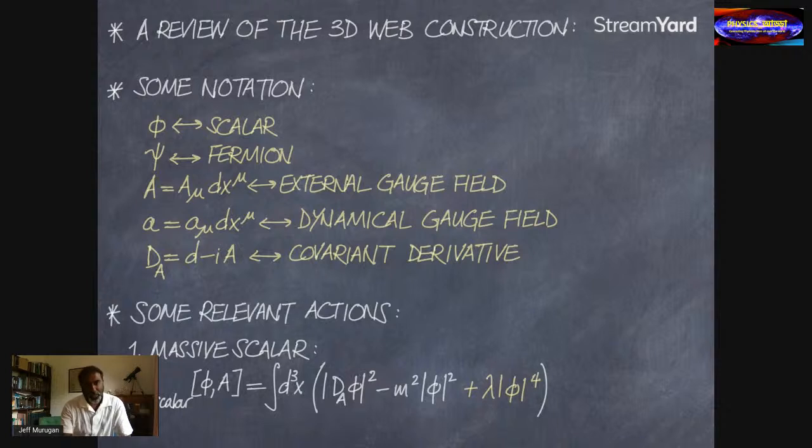So let's start off by establishing some notation. My notation for a scalar is going to be phi. Fermions will be psi or some variant thereof. An external gauge field will be denoted by a capital A. A dynamical gauge field, internal to the theory, something that actually evolves with the theory, will be denoted by a lowercase a or lowercase b, as the case may be.